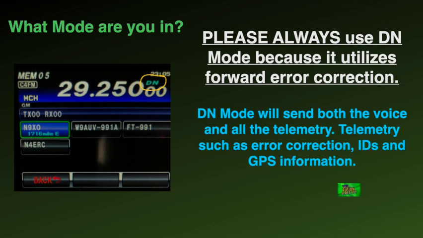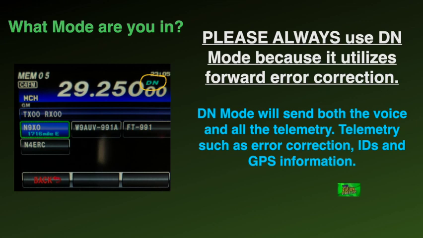If you're in DN, digital narrow, it sends your voice on the voice channel, and it sends telemetry on your data channel. And so with that, now everything's working fine. You're going to have the best quality sound you're going to have because of the error correction that's going on in there.